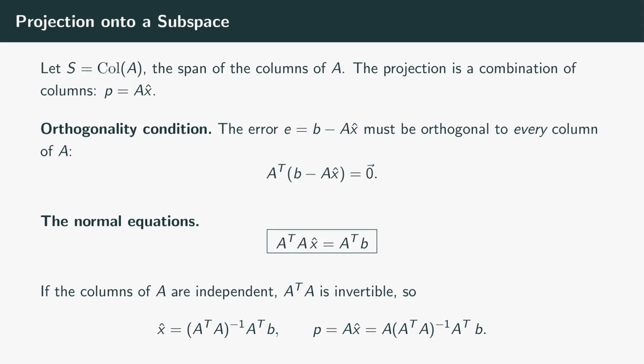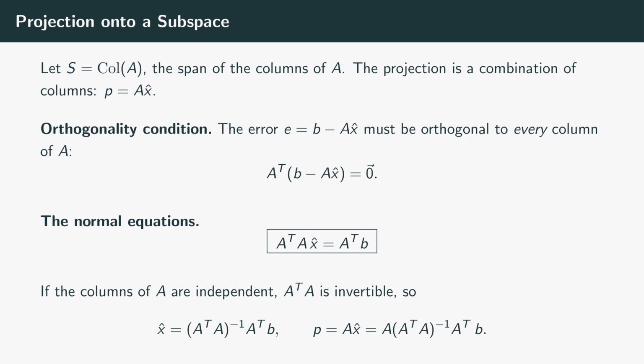Now the real prize: project b onto a whole subspace, the column space of a matrix A. The projection lies in that column space, so it's a combination of the columns, that is, A times some coefficient vector x hat. Same idea as before, just more of it. The error, b minus A x hat, must be perpendicular to every column of A.